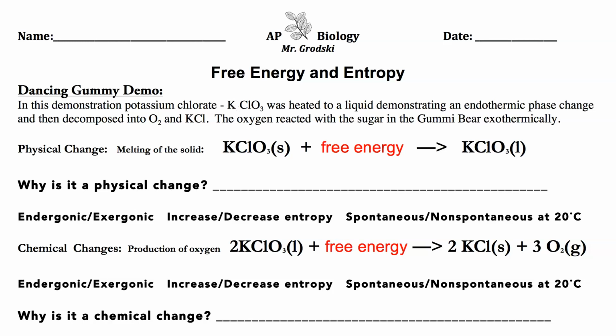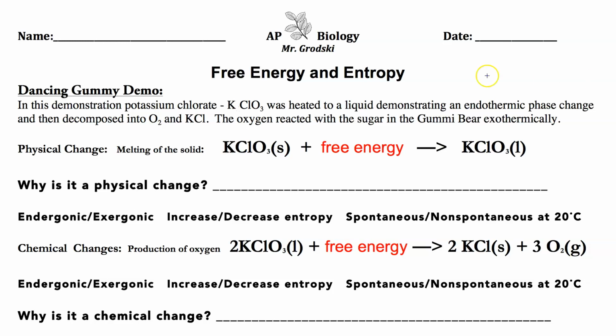So let's begin our review of the thermodynamics behind the dancing gummy bear demonstration. The purpose of this lecture is essentially to review the most important concepts of thermodynamics for AP biology. However, these concepts are, of course, followed by all things in the universe in terms of energy changes. So they work for any course that you're learning because they're universal throughout the universe. So let's begin our discussion of free energy, entropy, and the dancing gummy demonstration.